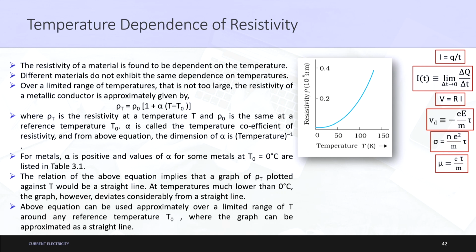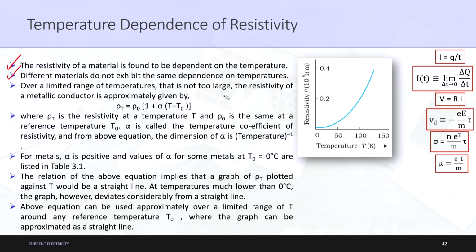Different materials do not exhibit the same dependence on temperature. Sometimes it keeps on increasing linearly, sometimes it is non-linear. If it is linear, then it looks like this, and if it is non-linear, sometimes that is given in the question. But for general purposes, we can assume that resistivity has a linear dependence on temperature.